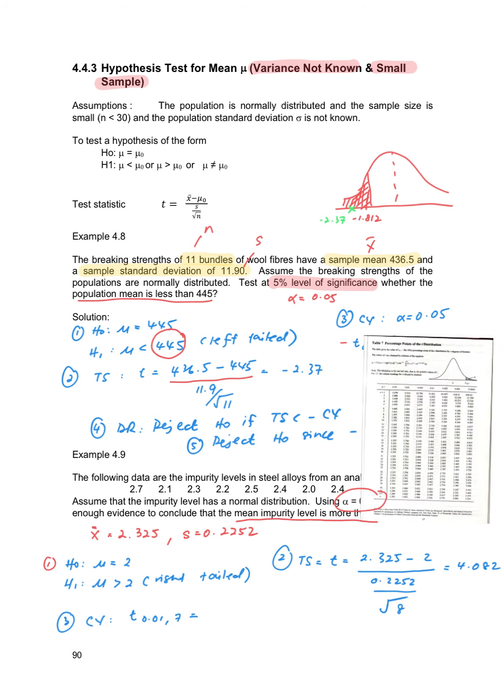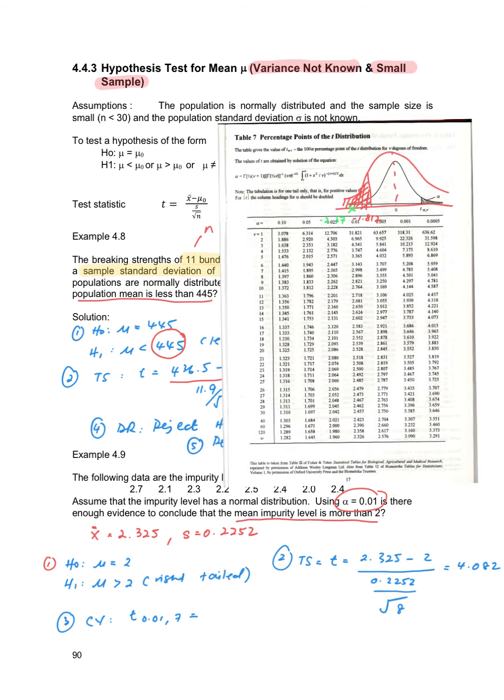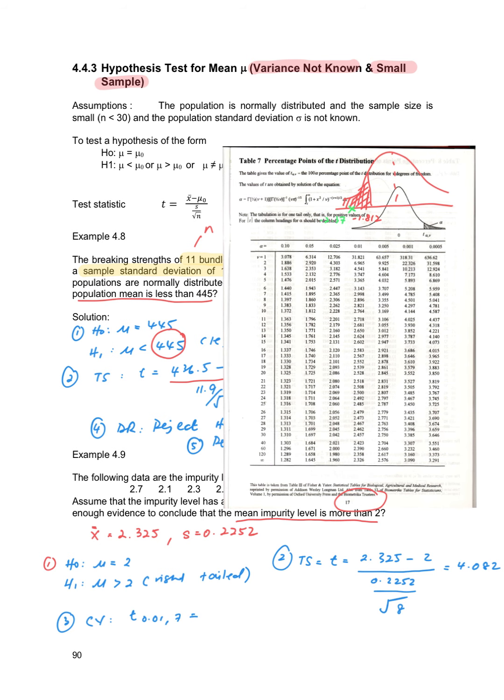So look at T table. Find the value of T alpha 0.01 with n minus 1 degree of freedom 7. So we get alpha 0.01, 0.017. So the critical value is 2.998.